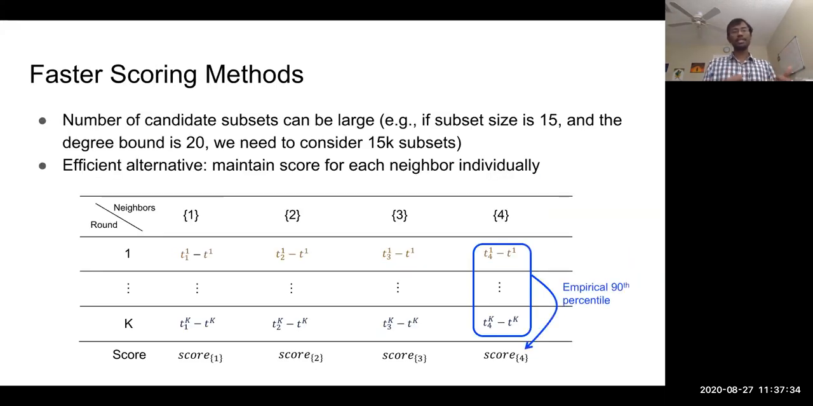Now, one issue with scoring different subsets of neighbors is that the number of subsets can be really large if your degree bound is large. So we also considered scoring each neighbor individually in the paper, but in our experiments, we found that scoring subsets of neighbors has a better performance than scoring neighbors individually. But the process here is exactly the same as before.